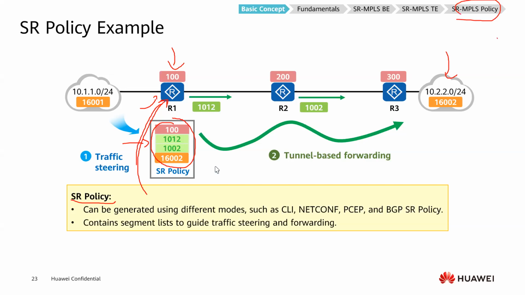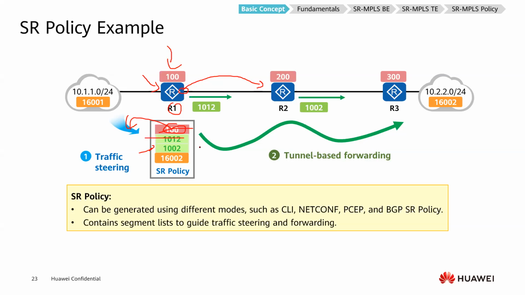No matter whether you use SR-MPLS TE or SR-MPLS policy, for the source devices you get this label list, and based on this list we can do forwarding. For example, R1 receives the packet, and the first label is 100. R1 knows it is itself and pops this first label, and based on the second label, 1012, it knows I should send out from this interface. So I send out and also remove this label.